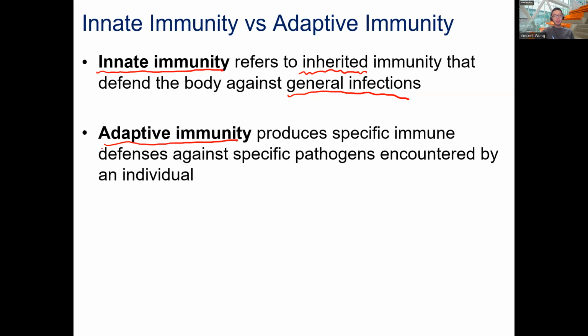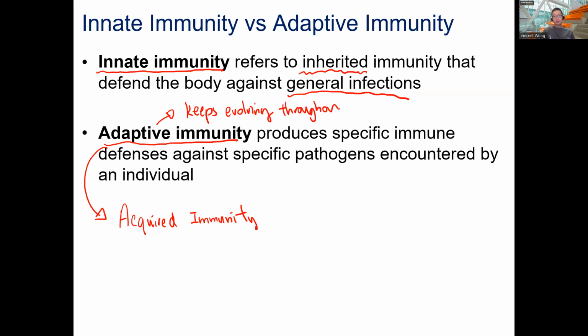Adaptive immunity has another name. It's also called acquired immunity. It's adaptive in the sense that it keeps on evolving throughout a person's life, whereas innate immunity remains unchanged throughout your life. Adaptive immunity will change, will adapt, depending on what you have been infected with.